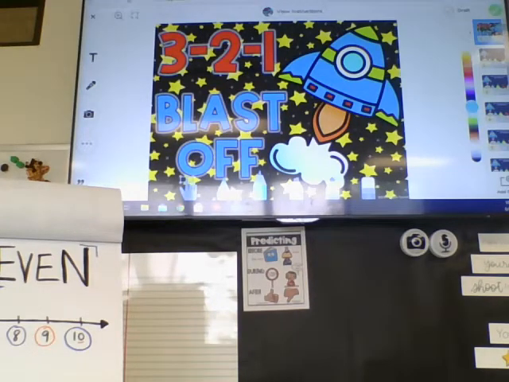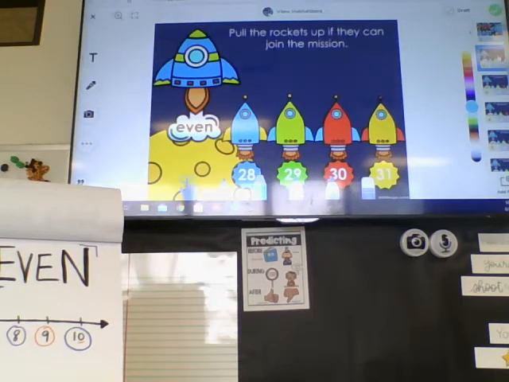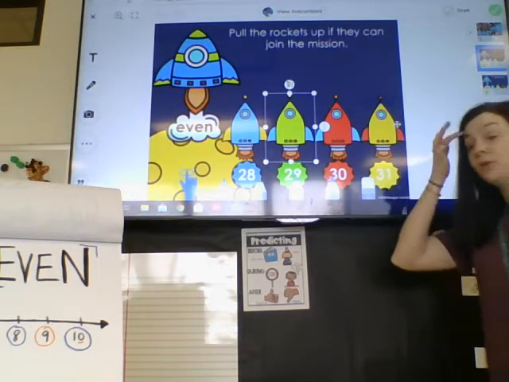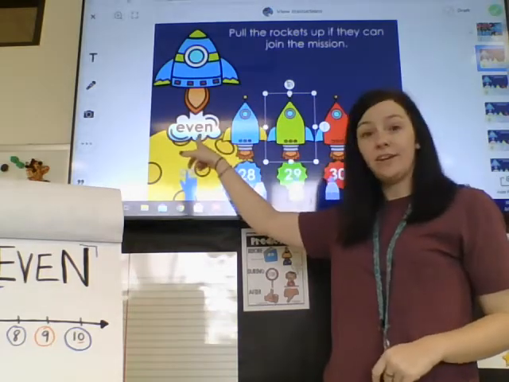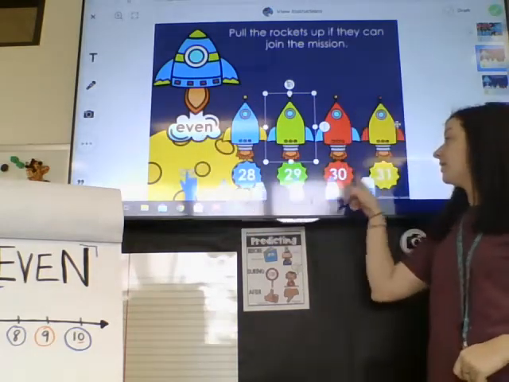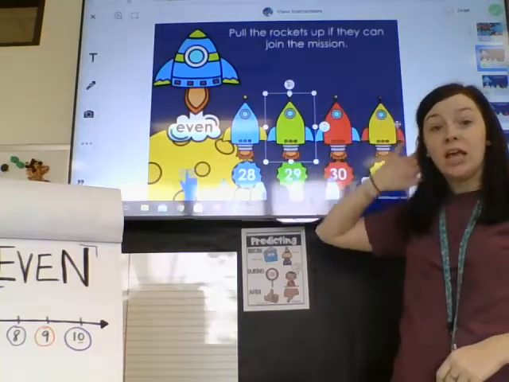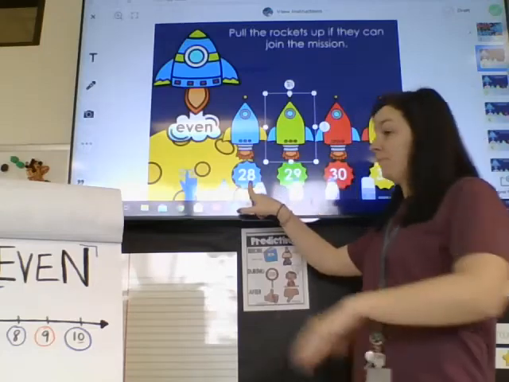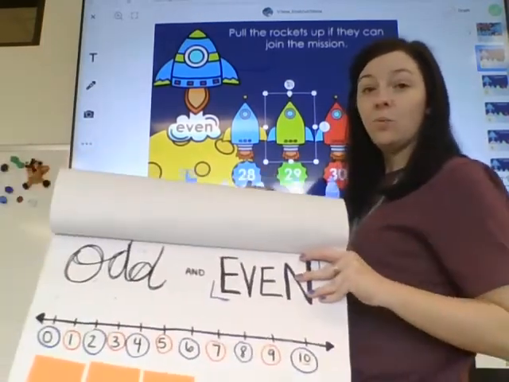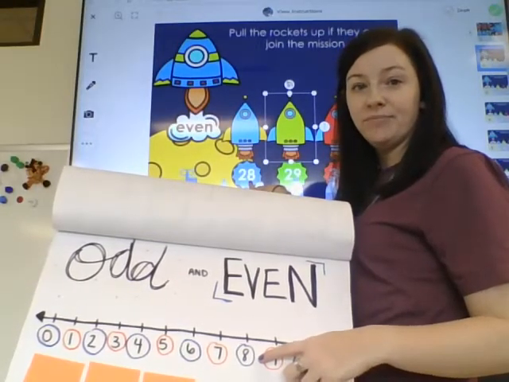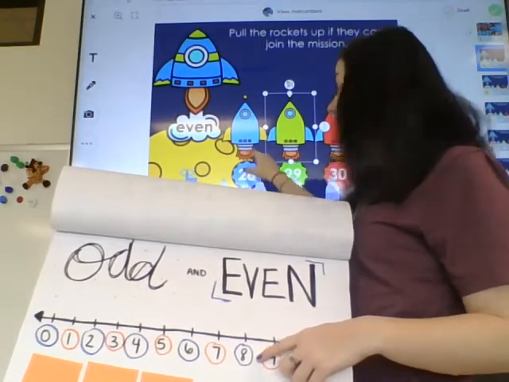You're going to get a slide like this one, and you're going to have to look at this rocket on the side to find out which rockets you should drag. So this rocket here says you want even numbers. So I have 4 numbers down here. I'm only going to drag the rockets that are even. Here I can look in the ones place. So this number 28 has an 8 in the ones place. Is 8 odd or even? It's even. I can drag this one up.